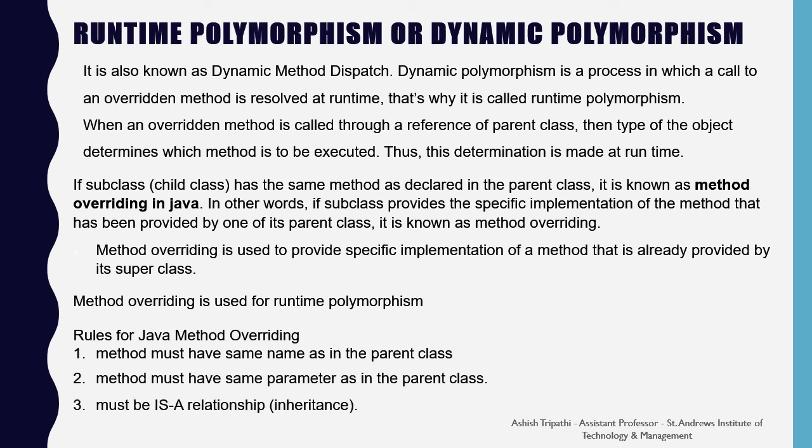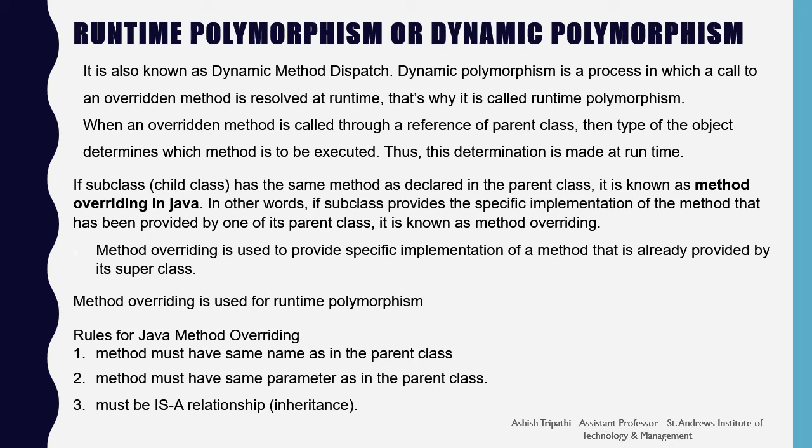Now, the dynamic polymorphism is also known as dynamic method dispatch. Dynamic polymorphism is a process in which a call to an overridden method is resolved at runtime. That is why it is called runtime polymorphism. When an overridden method is called through a reference of the parent class, then the type of the object determines which method is to be executed. Thus, this determination is made at the execution time.